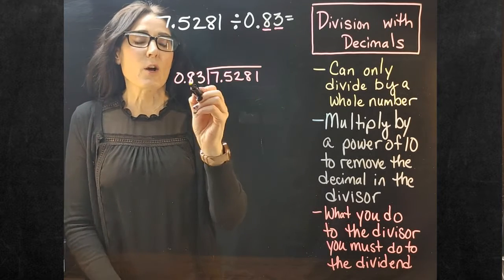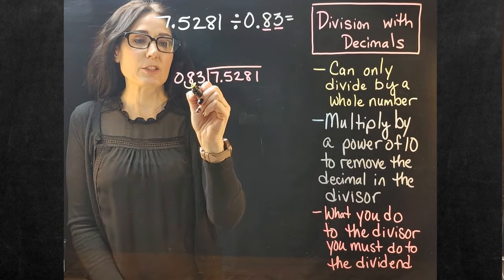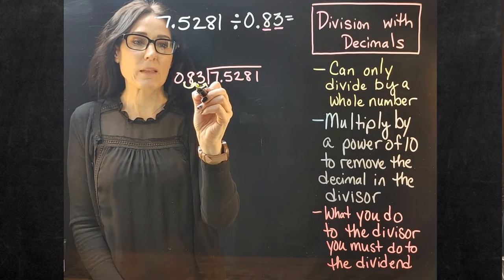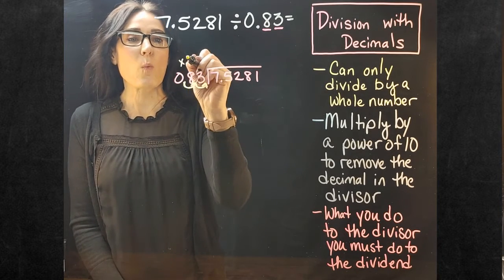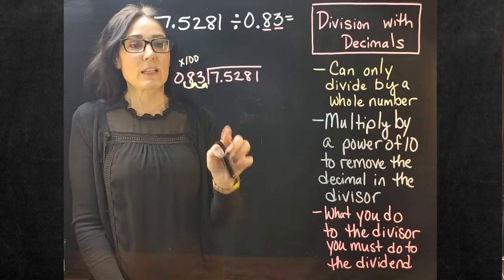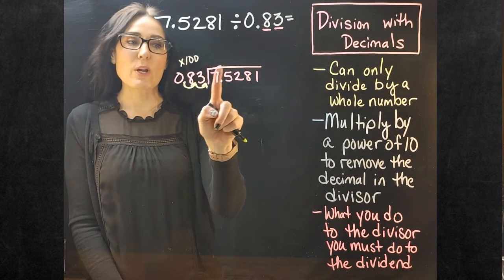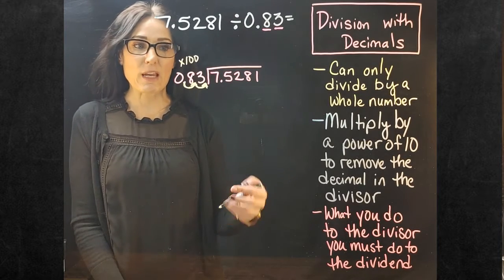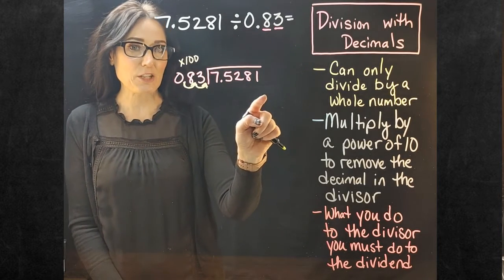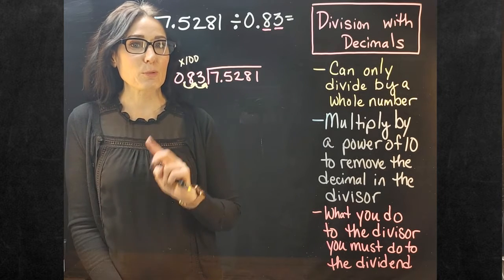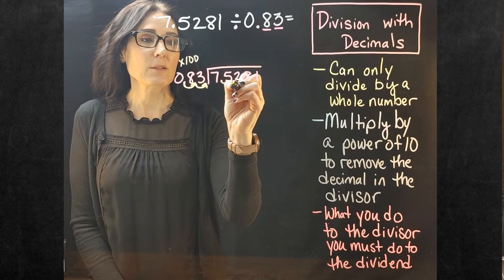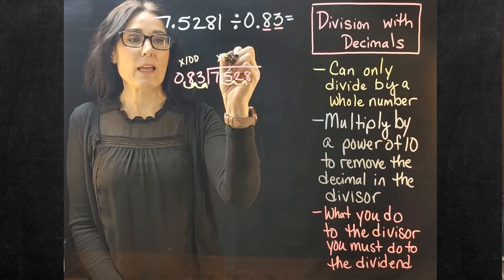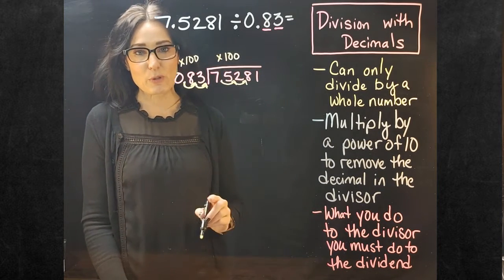To do that, we need to move the decimal 2 places to the right. So basically we're saying times 10 times 10, making this number 100 times larger. Now if we make this number 100 times larger, we also have to make the dividend 100 times larger. So we're going to do the same thing. Even though there are 4 decimal places here, we are still only going to move the decimal twice: 1 times 10, 1 more times 10. So we again multiplied that number by 100 also.